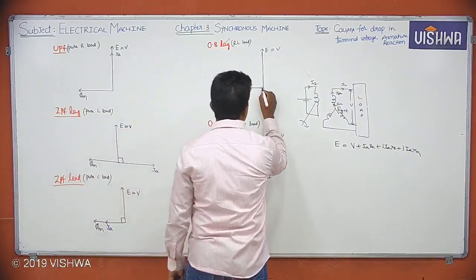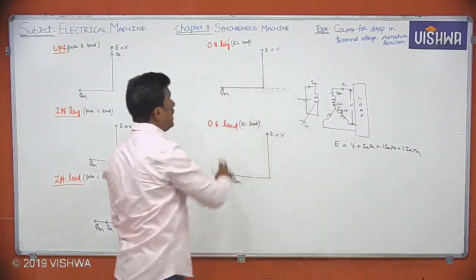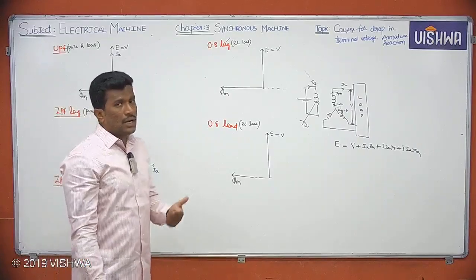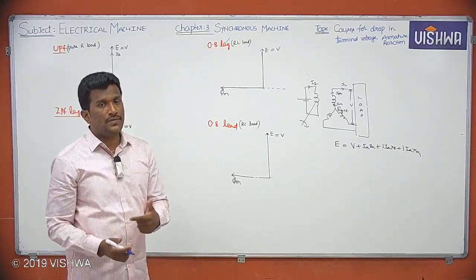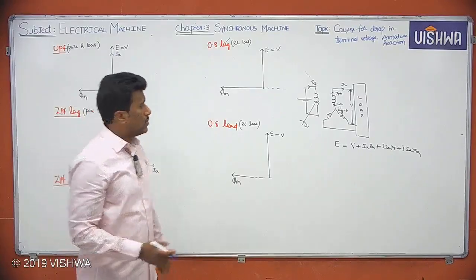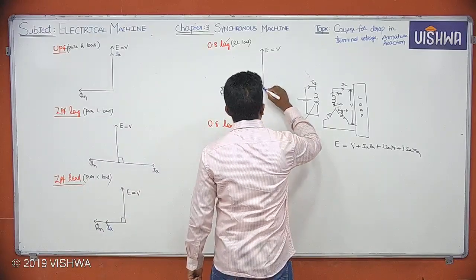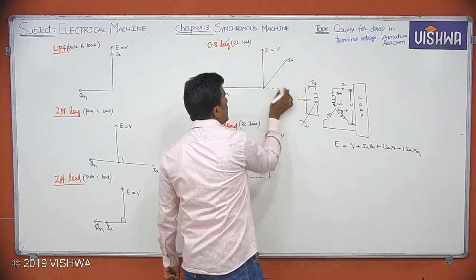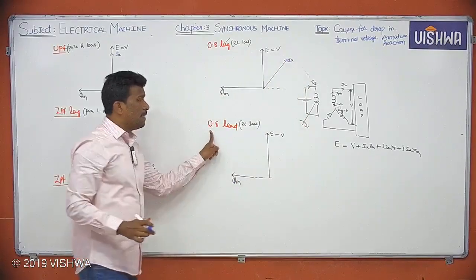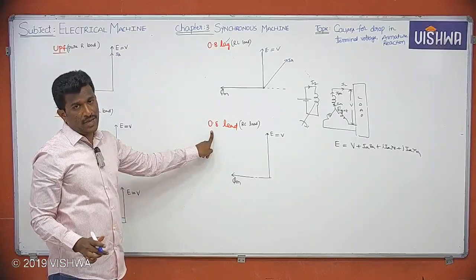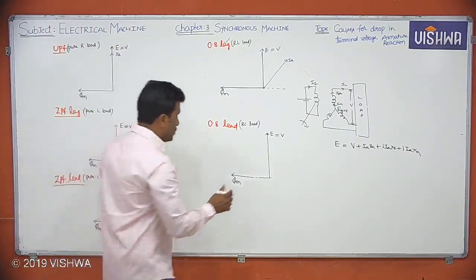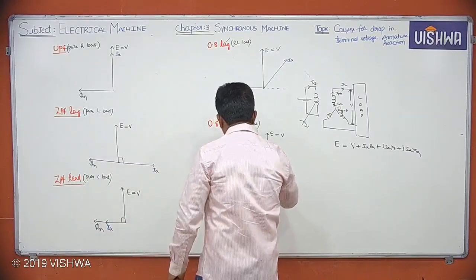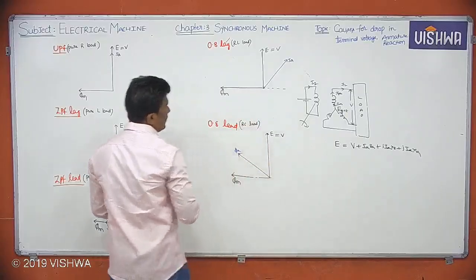And what about here, guys? It's a 0.8 power factor lag. That means definitely IA lags voltage, but not by 90 degrees. So less than 90 degrees, cos inverse of 0.8, that much value only, okay? So let me indicate load current IA lags voltage by an angle which is less than 90 degrees. Similarly here, IA leads voltage by less than 90 degrees. So let me show here IA leads V by an angle less than 90.